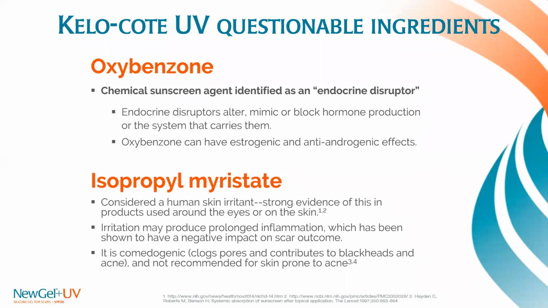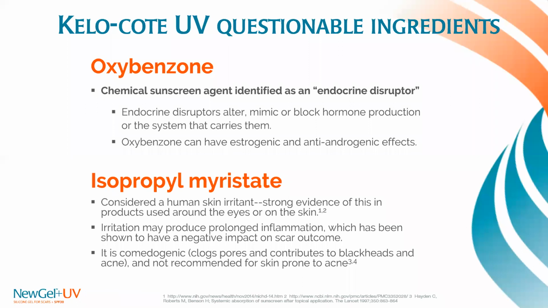So remember, chemical sunscreens are absorbed into the body. They get into the bloodstream. We find it in urine samples. We find it in breast milk. We find it in all parts of the body. So this is definitely more of a systemic product. And with that oxybenzone, it's really become a much less desirable product.